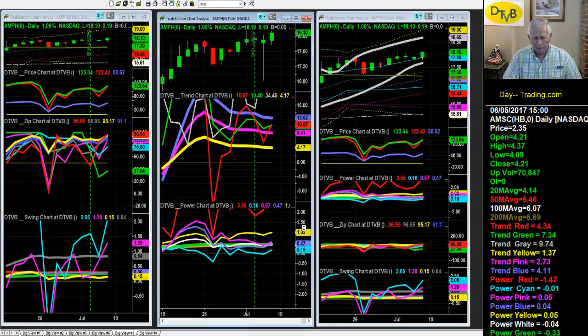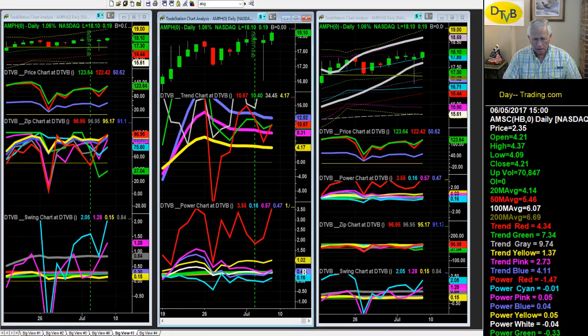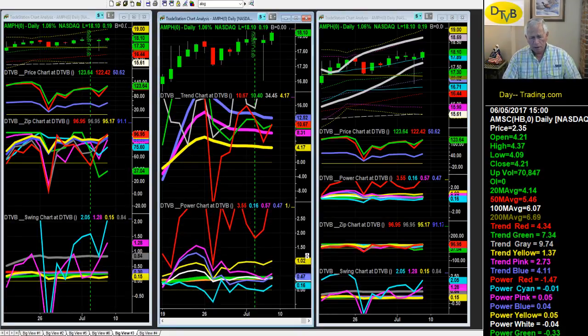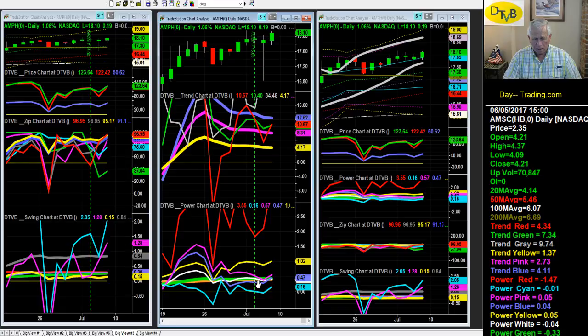The other thing I'll point out here in the power chart is that we've got the indicator lines split, the power 4 lines split. Blue and white are underneath power orange, yellow and pink are above power orange. Typically, again, we're thinking that this is going to be a nice green up candle.